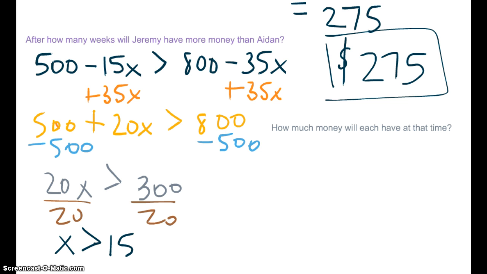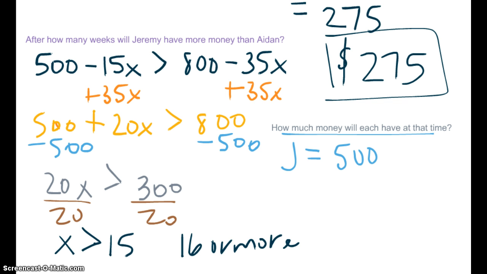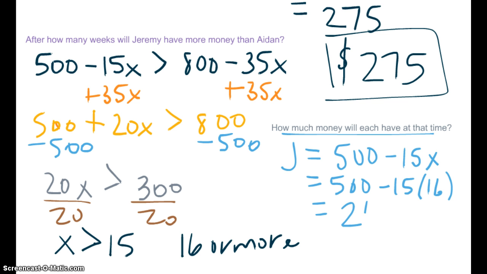Now, we're not going to have 15 and a half weeks. We're not going to have 15 3/4 of a week. So after how many weeks, it has to be 16 or more weeks. Okay, so then the next part of it is how much will they have at that time. So in other words, how much will they have after 16 weeks? So Jeremy's expression, again, was 500 minus 15x. So I'm just going to say 500 minus 15 times 16 weeks. And when I work that out, I should get $260.